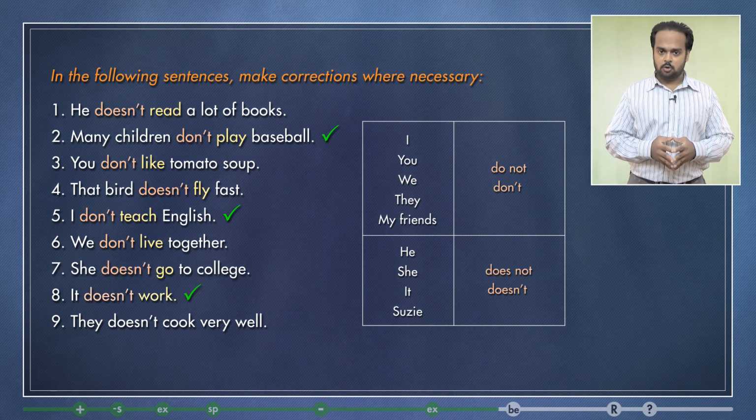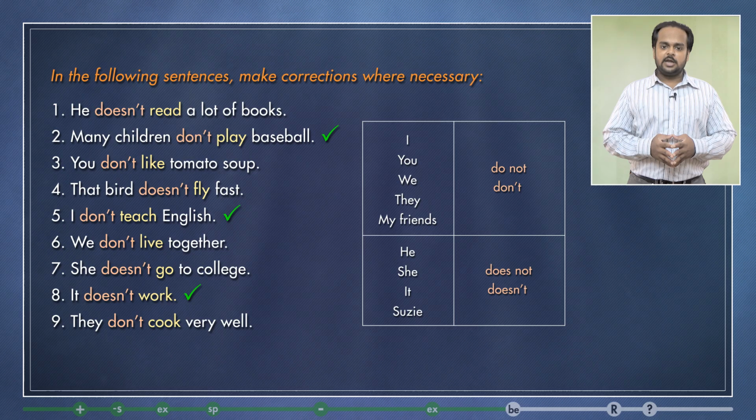Number 8 is correct. It doesn't work. Finally, number 9 is wrong. For they, you need don't. So they don't cook very well. All right, let's now move on to the final topic in this lesson, and that is the special case of the verb be.